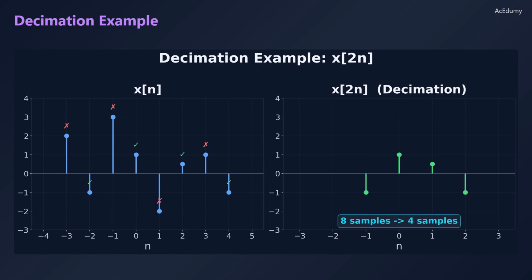Here is another decimation example to reinforce the method. Given a different signal x of n, we want to find x of 2n. We apply the same divide and check procedure. Go through each index, divide by 2, and keep only those that produce integer results. The key insight is that decimation always reduces the number of samples. If the original signal has n samples, x of 2n will have roughly n over 2 samples. Information between the kept samples is permanently lost.